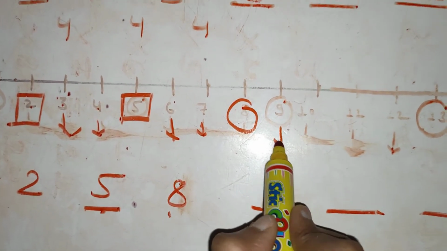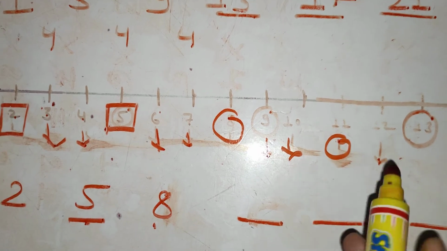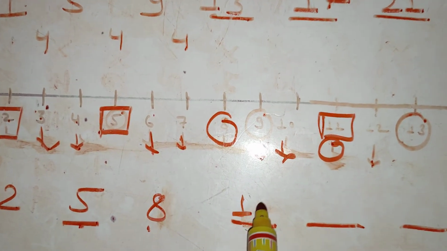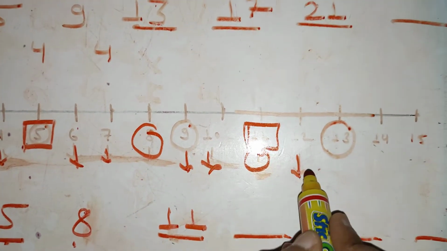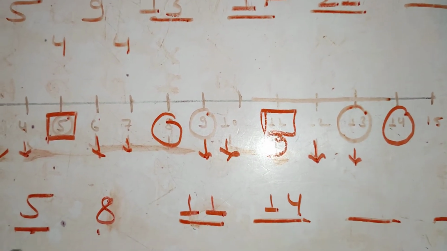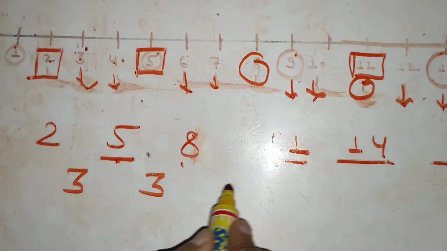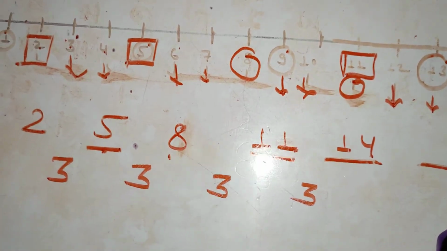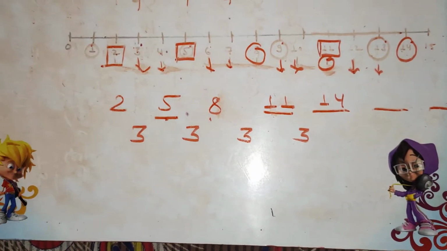So now you skip this number and this number. So what is the next number? The answer is 11. Now again you skip this number and this number. What will be the answer? That is 14. And you all can see the difference between these terms is 3, 3, 3, 3.